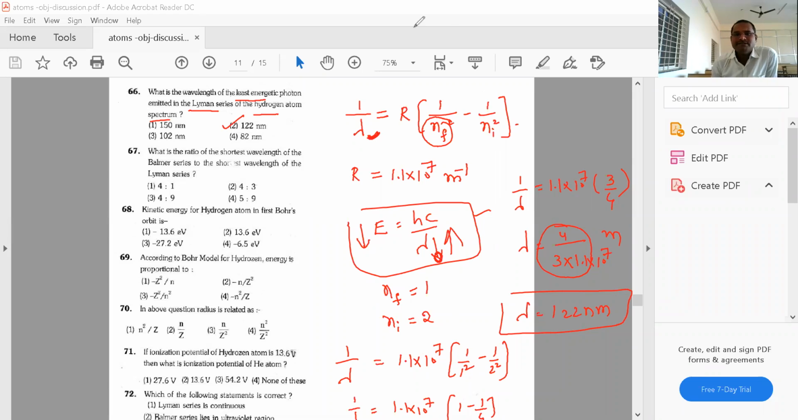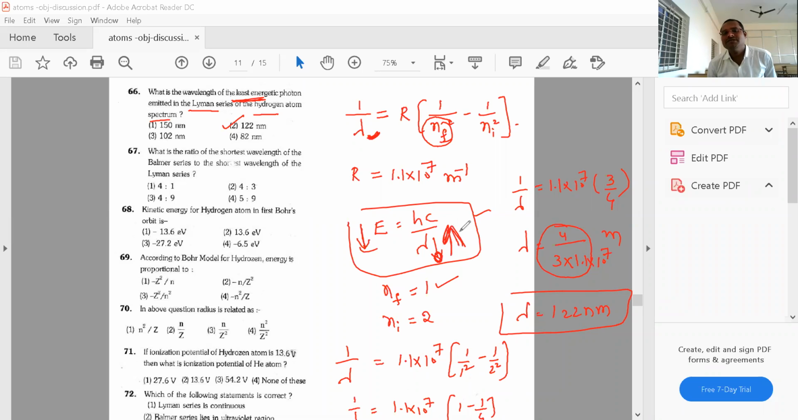Are you understanding, students? Calculations need to be perfect. What they're asking in the question is the Lyman series, so n final should be equal to 1. And because they are saying least energetic, energy should be least, which means wavelength should be maximum.